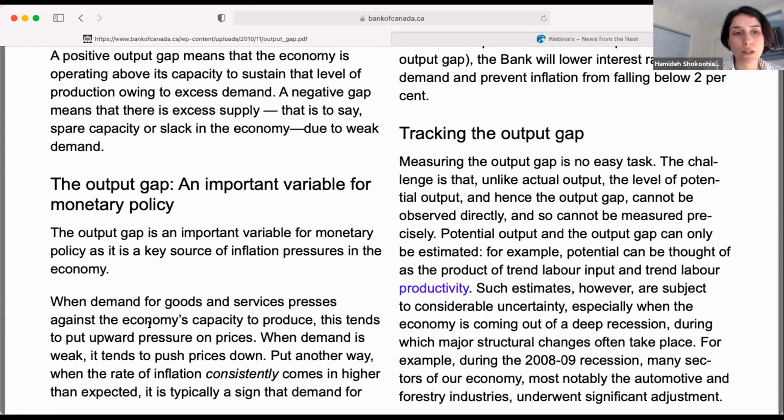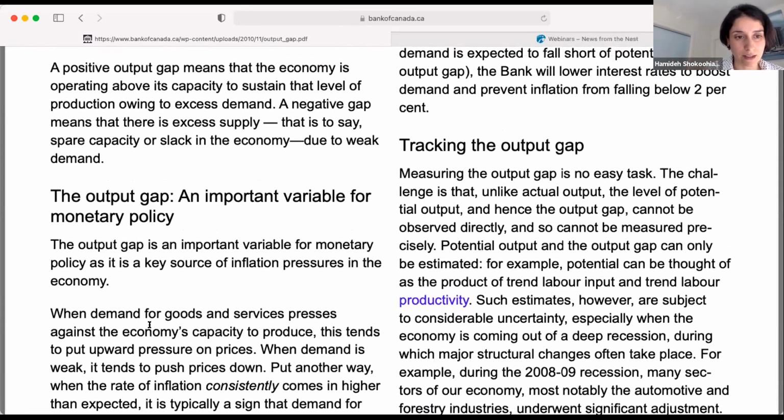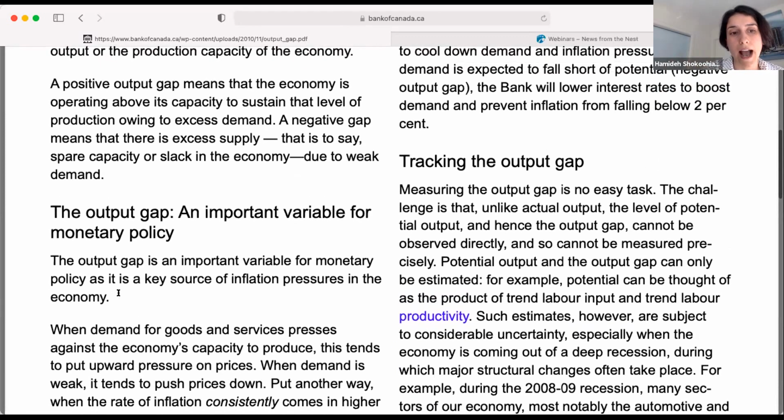After this, I ask them to take notes, writing down the very first sentence of this part: that the output gap is an important variable for monetary policy. This is point number one for them to have in their notes.